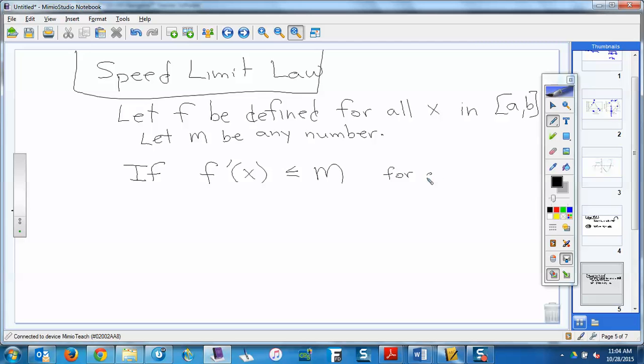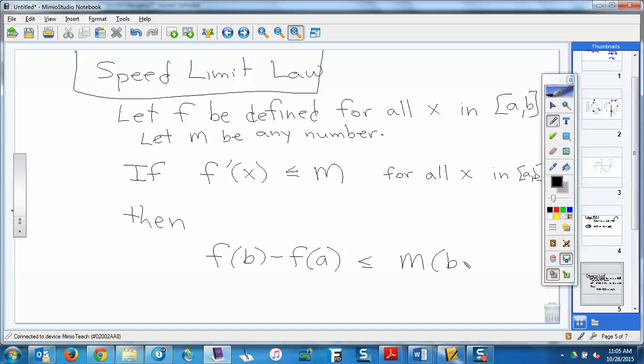for all x in (a, b), so that's just saying all the time, right? It's just saying that f prime is always less than or equal to m. Then f of b minus f of a is less than or equal to m times b minus a.